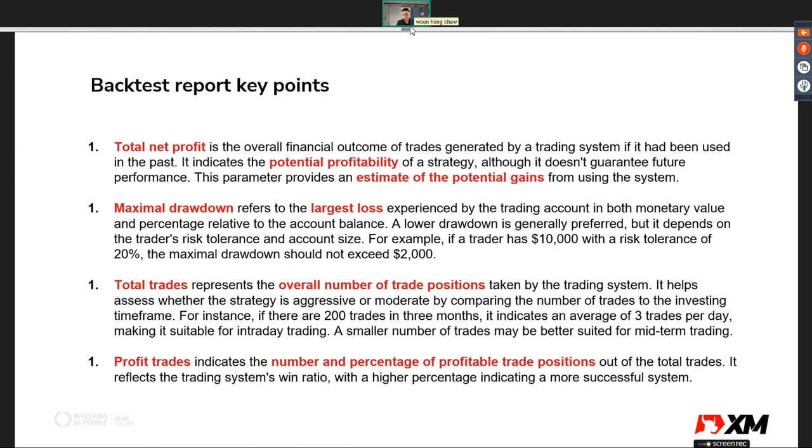Yeah. So total trades next represents the overall number of trade positions taken by the trading system. It helps to assess whether the strategy is aggressive or moderate by comparing the number of trades to the investing time frame. For example, if there are 200 trades in 3 months, it indicates an average of 3 trades per day, making it suitable for intraday trading. A smaller number of trades may be better suited for mid-term trading.